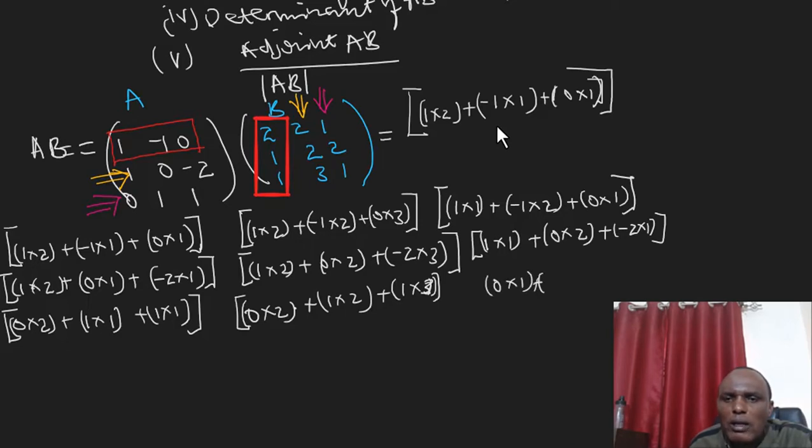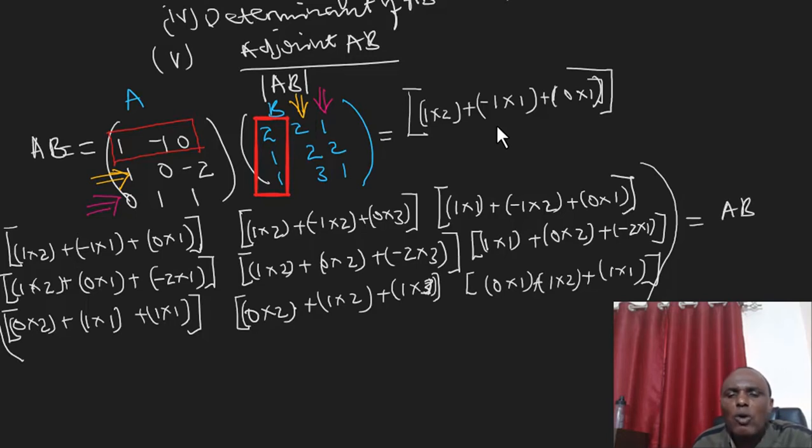We add 1 times 2, 1 times 2. We add 1 times 1, 1 times 1, like that. And finally we have the last element of the product matrix, AB. So that matrix now is AB.